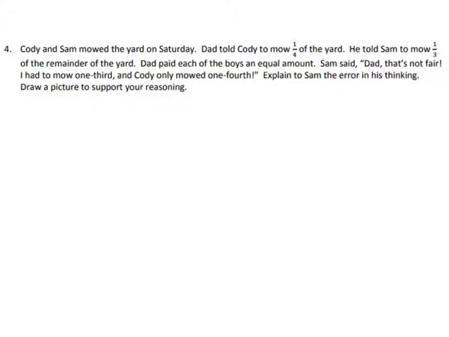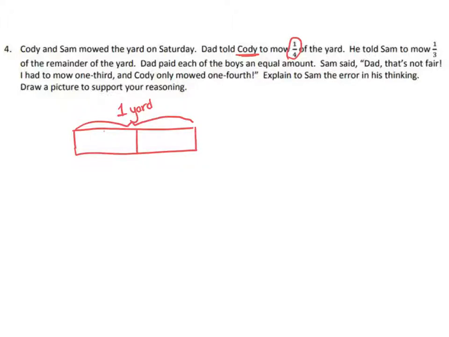All right, so let's think about this. Dad told Cody to mow 1/4. So let's draw our tape diagram. The whole is the 1 yard. And then Cody had to mow 1/4. So I have my fourths. And this part, 1/4, was Cody.